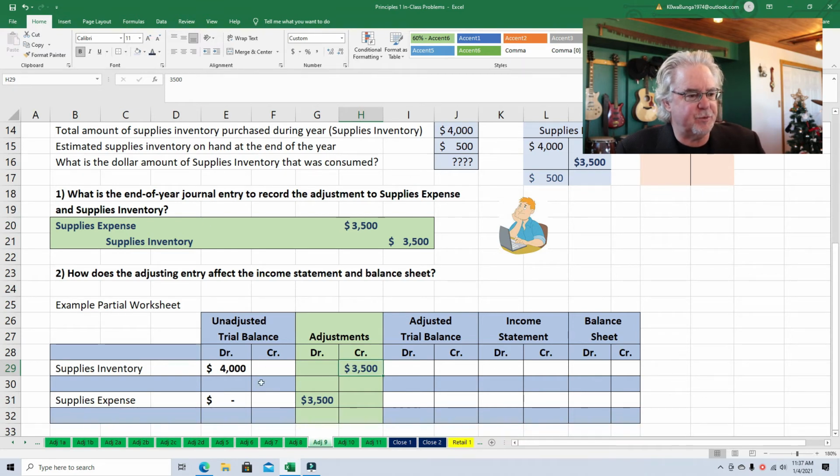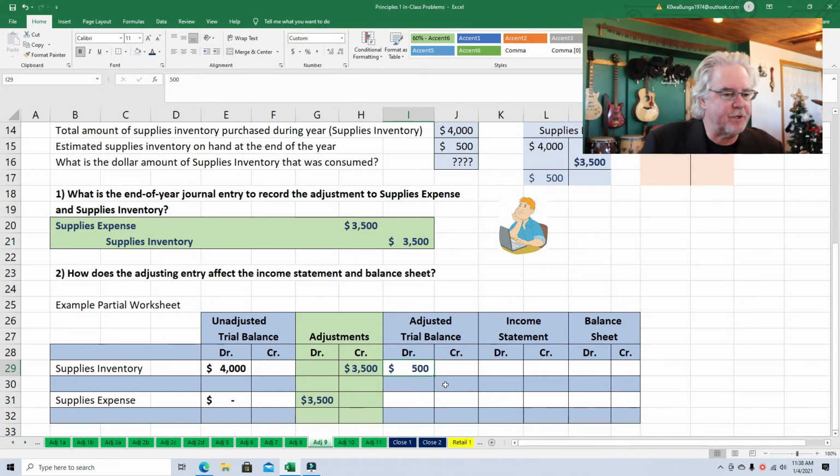And so what we're going to do is slide across here horizontally. Supplies inventory, the unadjusted trial balance is $4,000. We're crediting that account for $3,500. That leaves us with a balance of $500. Now, how did I know that it was a debit or a credit? Well, the debits are bigger. We have a debit of $4,000 and then a credit of $3,500. That leaves us with a debit of $500. They offset one another.